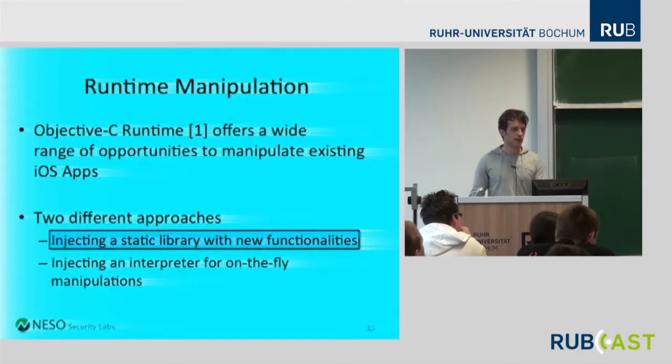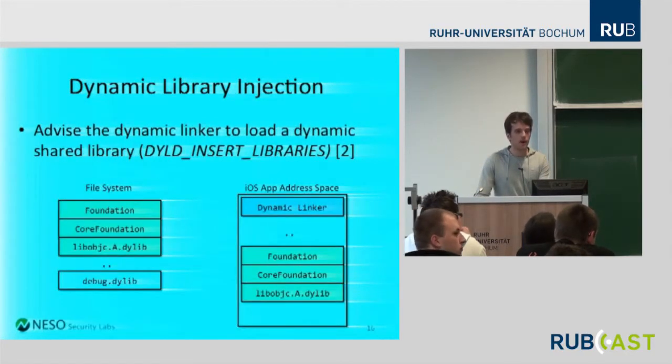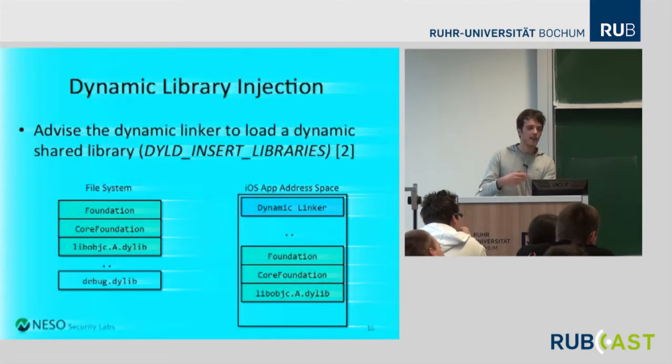To inject additional code in the form of a debugging library, we make use of the environment variable insert libraries. This variable advises the dynamic linker, which is a component of the operating system, to load an additional dynamic shared library into the iOS app address space at startup. It can be compared to LD preload under Linux.